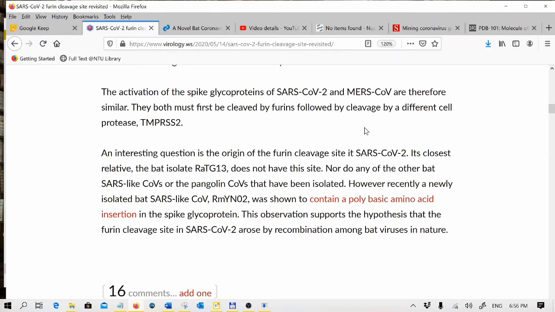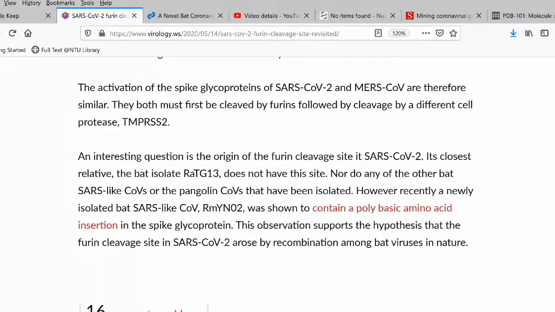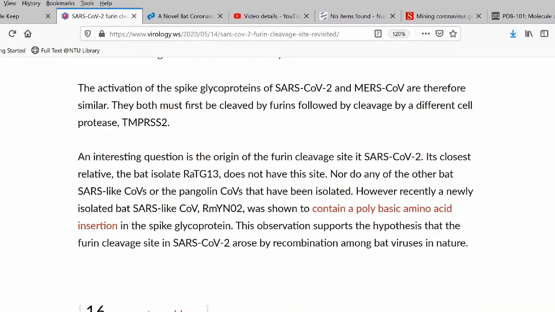In the latest discussion regarding the origin of the purine cleavage site, what is the origin of the purine cleavage site? They state that indeed, Wrapp G13 doesn't have this site, and that's what we just discussed a minute ago. And then they asked, do any of the other bats, SARS-CoV or pangolins isolated have this site? And that was the smoking gun of the engineering.